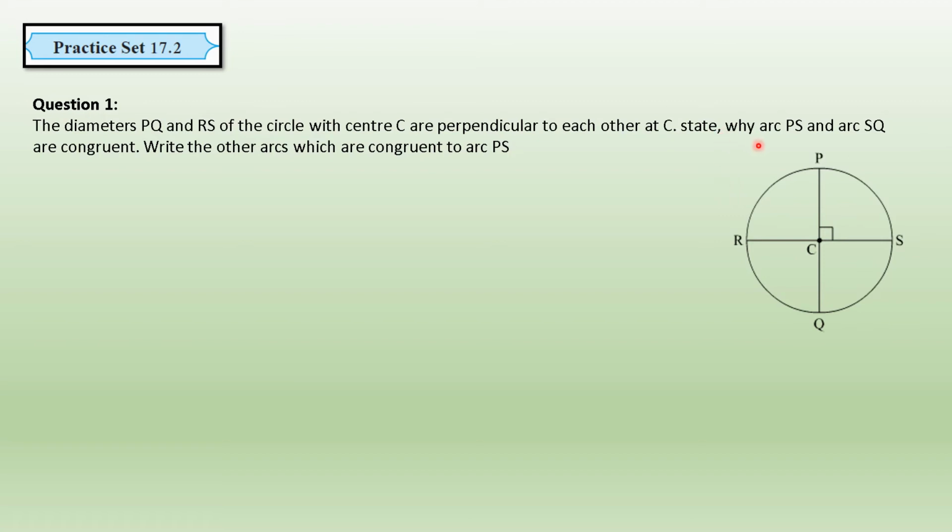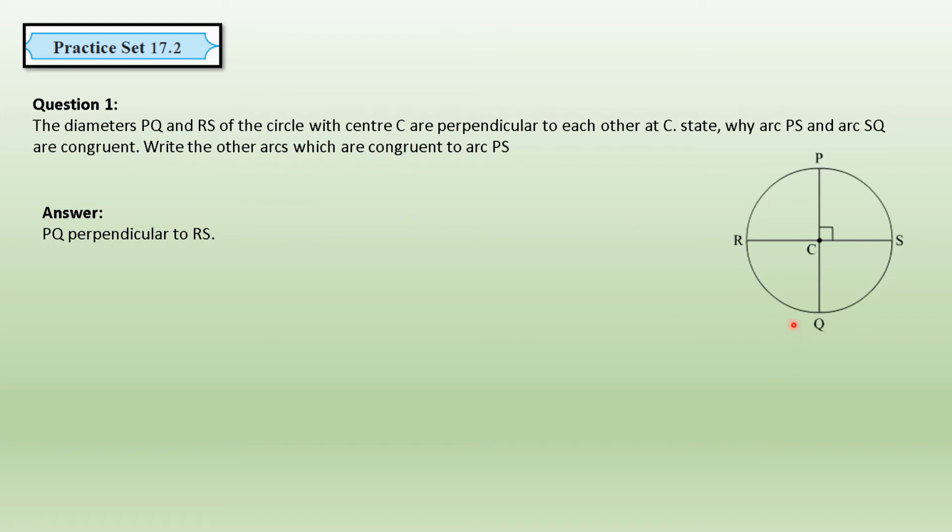State why arc PS and arc SQ are congruent. So you have to say why PS and SQ are congruent to each other. Also, you have to write the other arcs which are congruent to arc PS. Let us start with the solution.